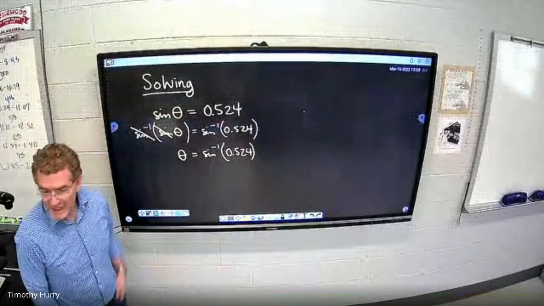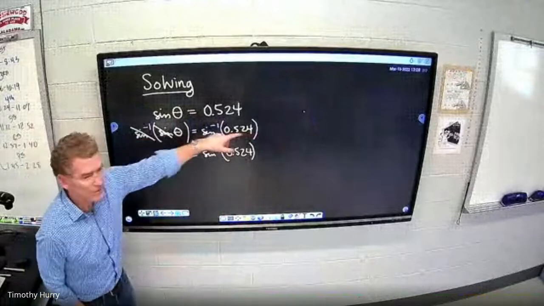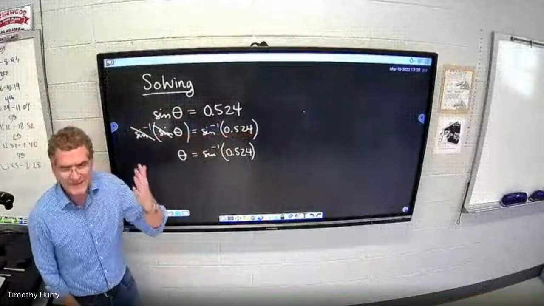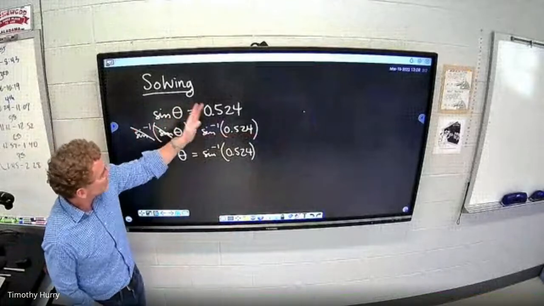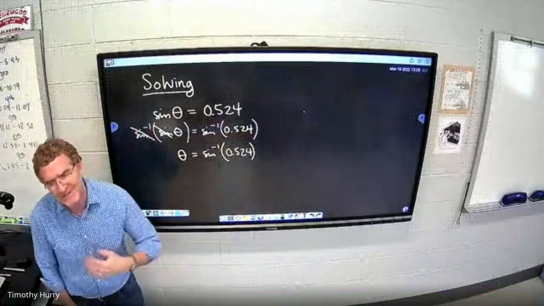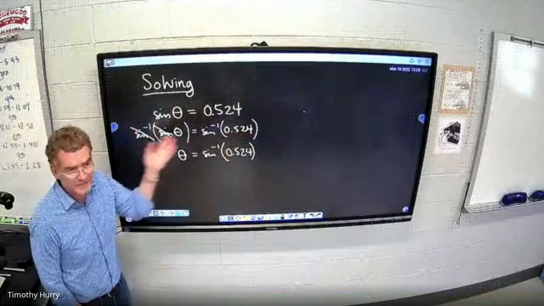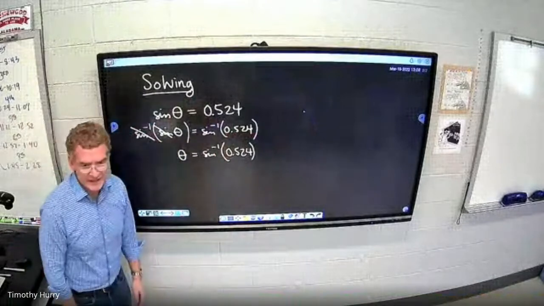Okay, now I skip this row. I just go, oh. In fact, I even sometimes find myself saying, oh yeah, if you got a sine on this side, move it to the other side, make it an inverse sine. I'm really not moving it. I'm inverse sining both sides. That cancels and I get a theta.